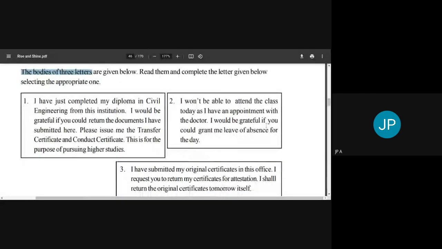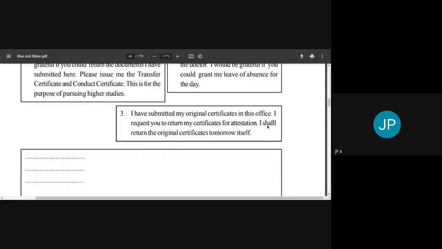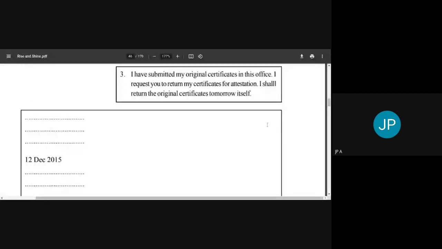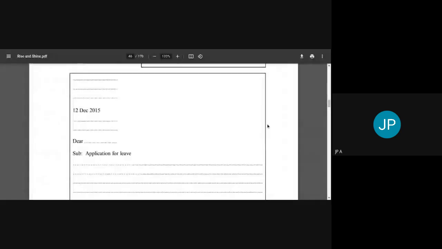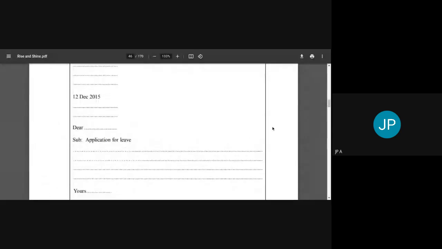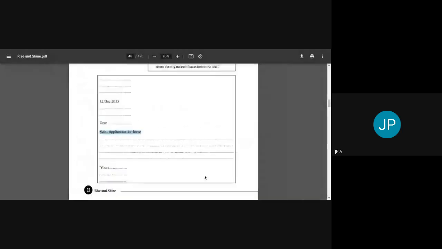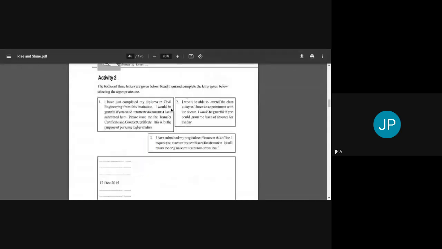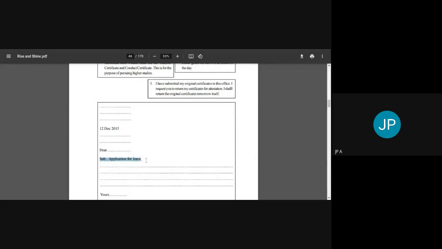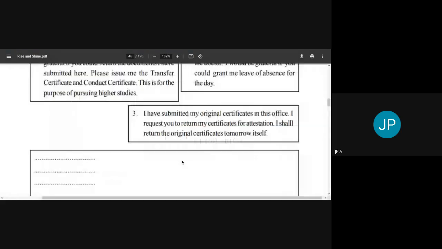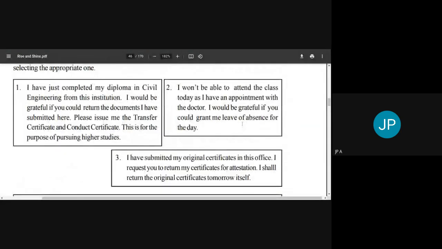So there are three bodies which are given, and which is the most suitable one for this letter? How will you understand which is the most suitable one? Only by looking at the subject. So here you have to fill up this form or the letter using the body which is given above. Here the subject is application for leave, and there are three bodies which are given here. Can you tell me which one of these is suitable for this letter?